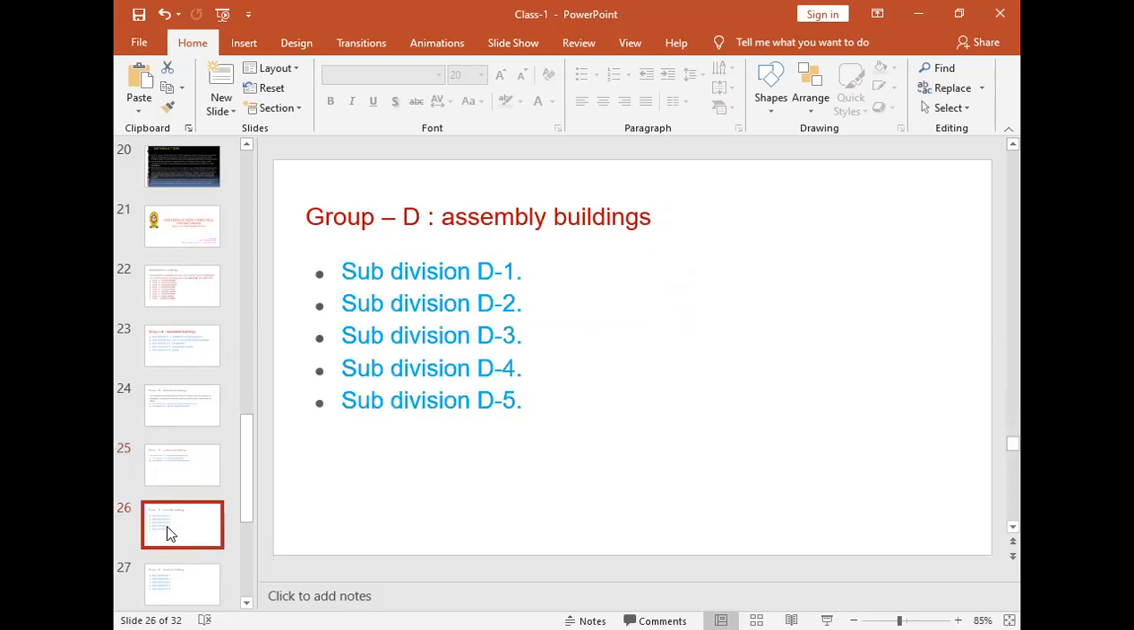Group D, assembly buildings. This includes any building where a group of more than 50 people are engaged or gathered for recreation, social, religious, and periodic civil travel and similar purposes. This type of building is classified as assembly buildings. For example, theater, assembly halls, auditorium, exhibition halls, places of worship, etc.